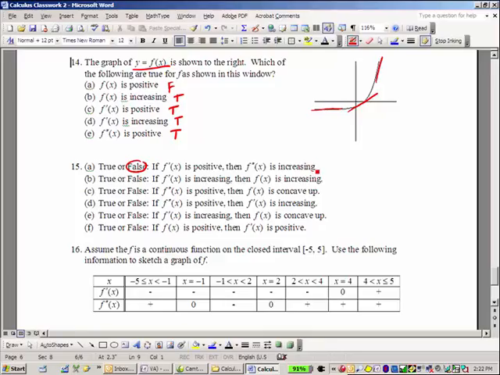I have a question. Have we talked about the second derivative increasing or decreasing? Not really. We don't really have a good idea of what that means. Right? We've only talked about whether it's positive or negative. So this is actually a sort of an interesting question.